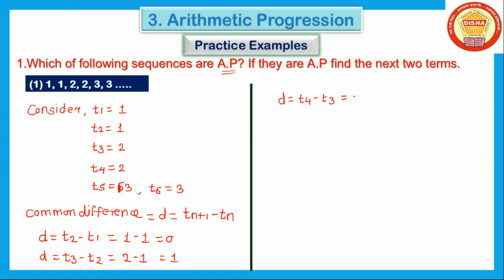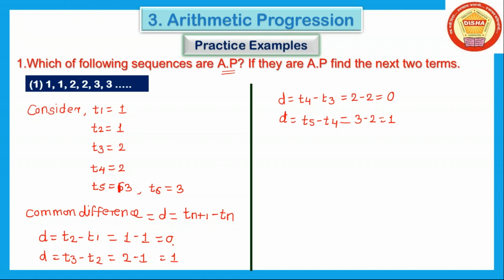T4 is here 2. Okay. And T3 is again here 2. Means again common difference is here 0. Then we find again D. That is T5 minus T4 is equal to, fifth term is 3 minus 2 is equal to 1.